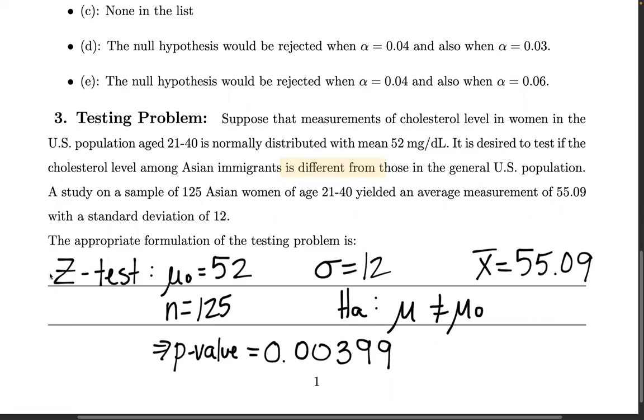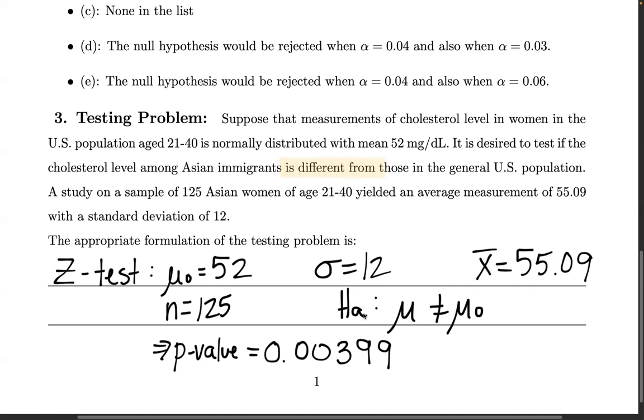So we're going to be using a z-test, because we have a sample size of greater than 30. So our mu naught would be 52, which is what we believe the truth to be. And we have that the sigma equals, or our standard deviation is 12, which is given right here. Our x bar is 55.09, which is also given. And our sample size is 125.